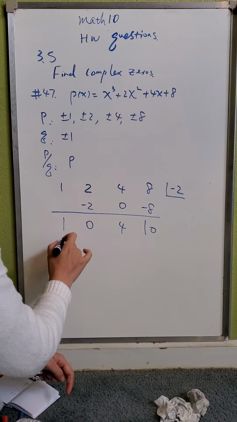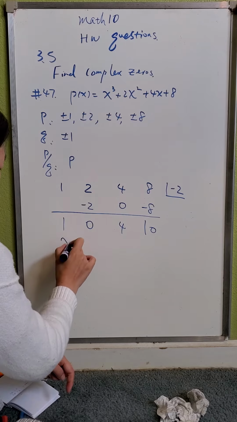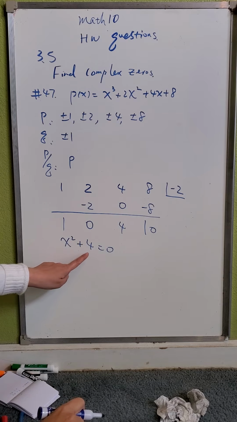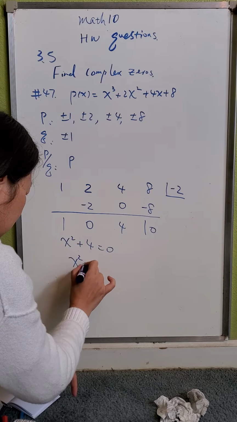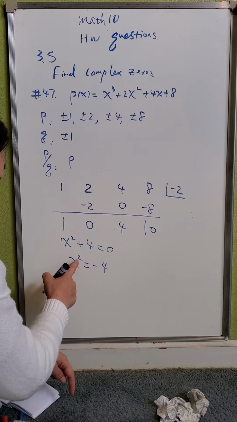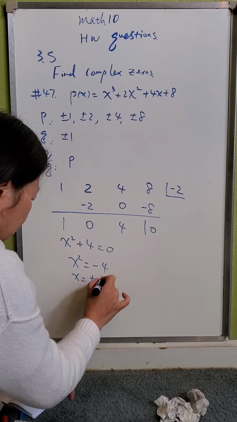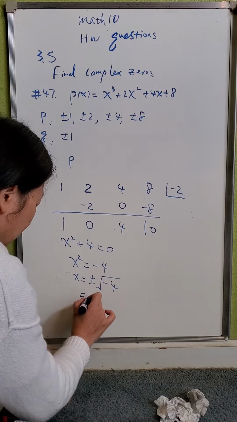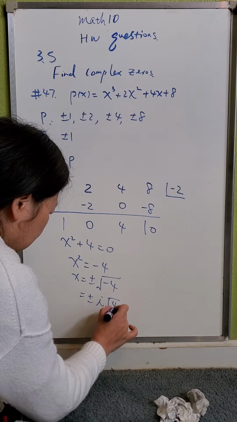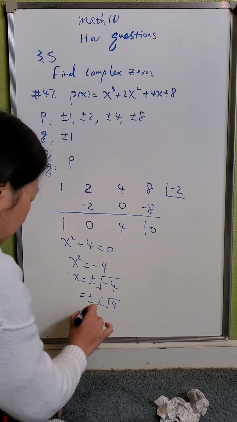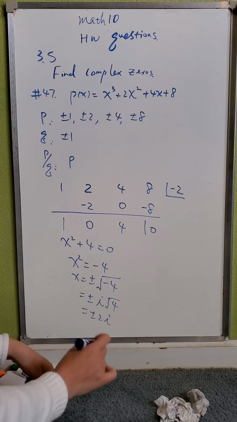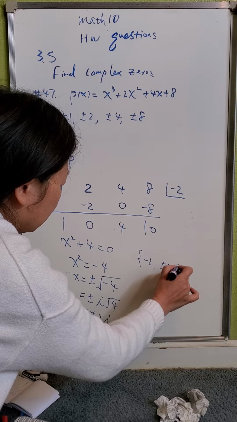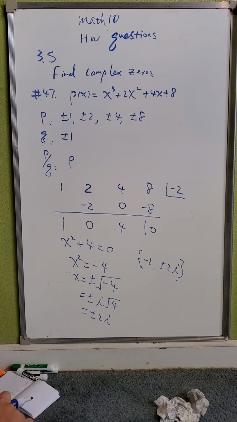So now for the rest of it, you lose 1 degree, so you're going to get x squared plus 4 equals 0. Okay? And now you're going to subtract 4 on both sides and take the square root. Don't forget the plus or minus sign. I mentioned that to you. I said if there's a negative, that means there's an i here. Okay, and then it comes out equal to plus or minus 2i. So your answer will be negative 2 and then plus or minus 2i. So that's how you do number 47.